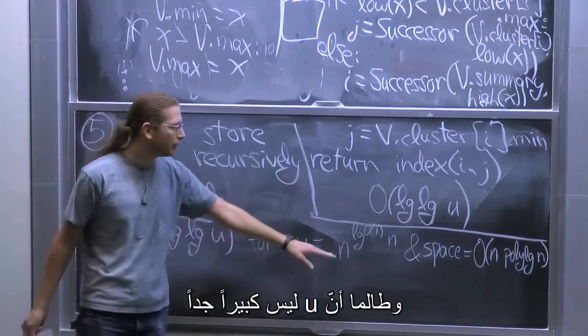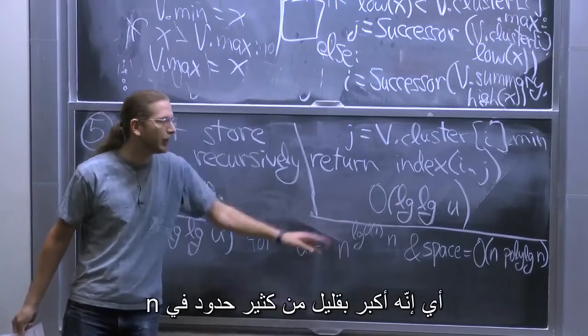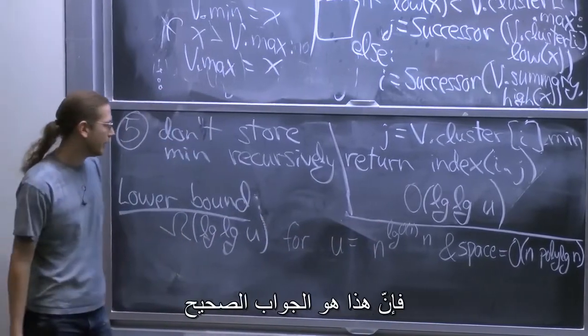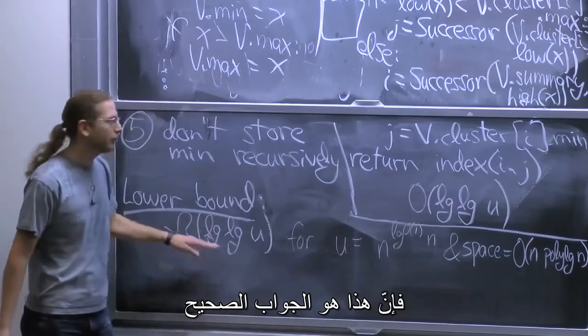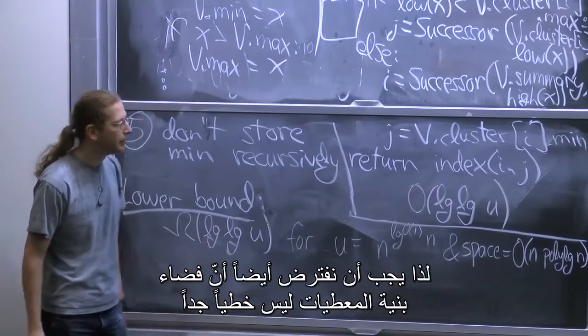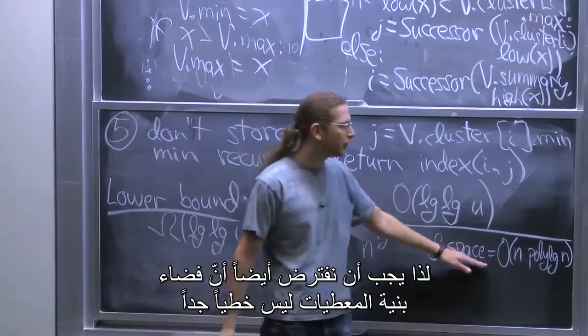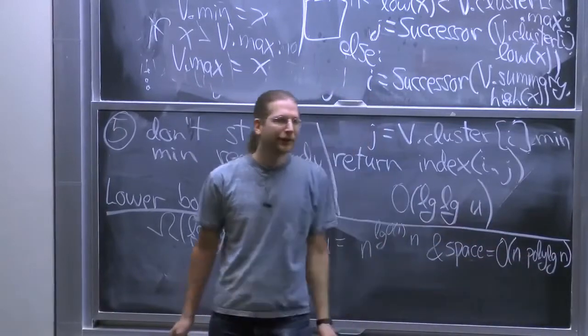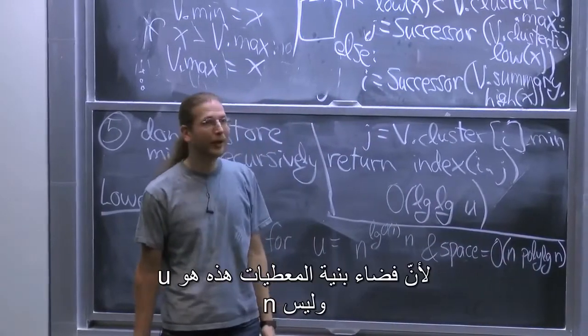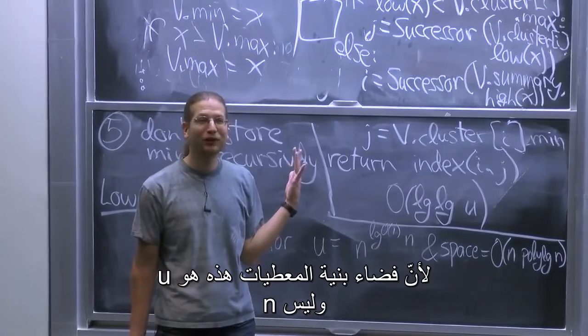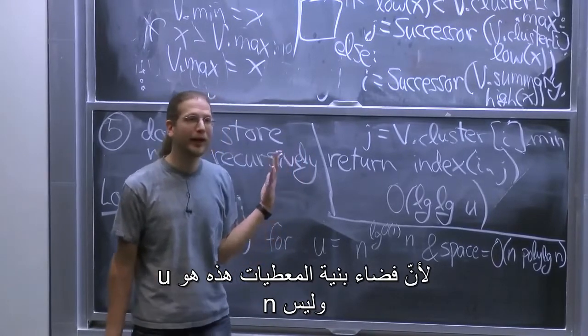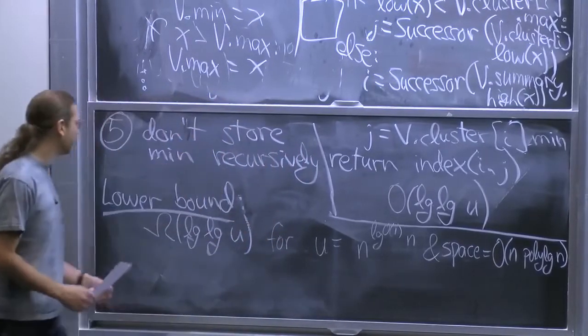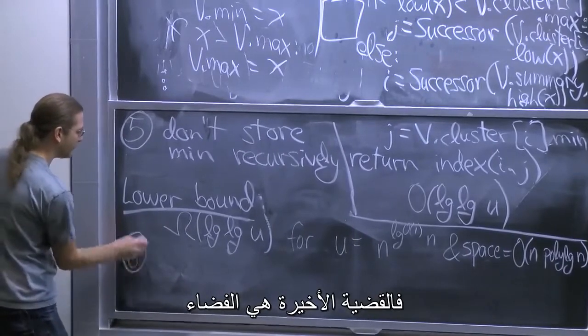But as long as u is not too big, this is a little bit bigger than polynomial n, then this is the right answer. Now, technically, you need another assumption, which is the space of your data structure is not too superlinear. Now, this is a little awkward because the space of this data structure is actually order u, not n. Okay, so the last issue is space.